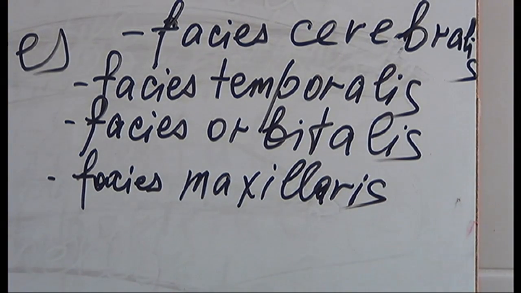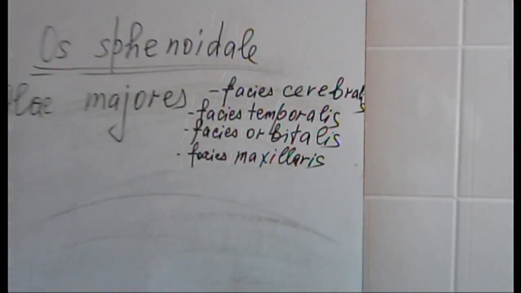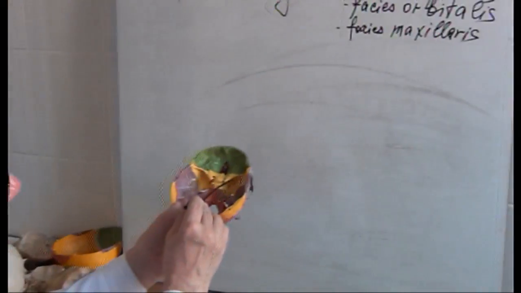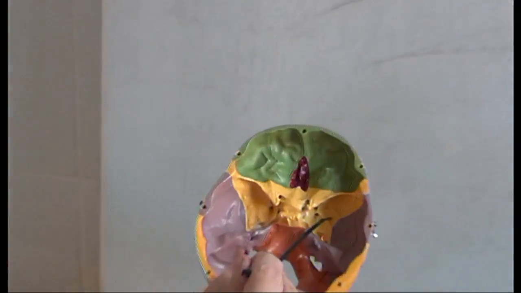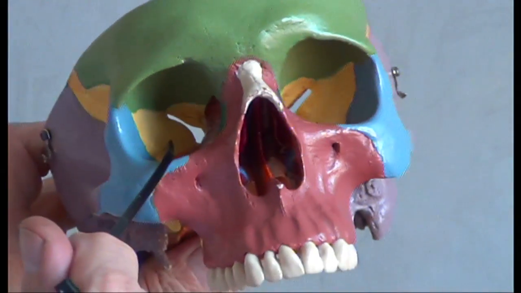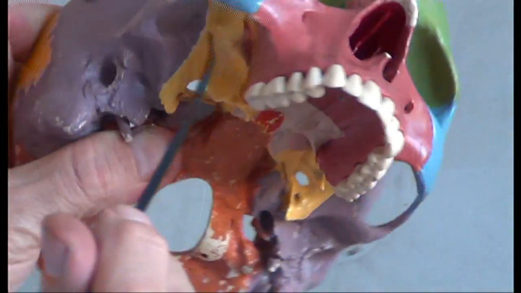So we can find four surfaces of alae maiores: facies cerebralis, facies temporalis, facies orbitalis, and facies maxillaris.